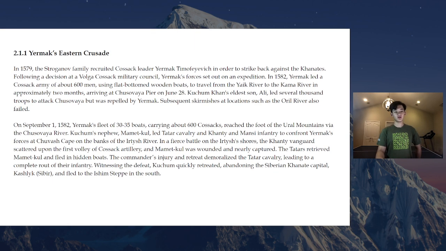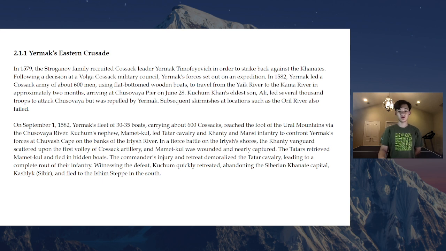Starting with Yermak's Eastern Crusade, in 1579, the Stroganov family recruited Cossack leader Yermak Timofeyevich in order to strike back against the Khanites. Following a decision at a Volga Cossack military council, Yermak's forces set out on an expedition. In 1582, Yermak led a Cossack army of about 600 men using flat-bottom wooden boats to travel from the Yaik River to the Kama River in approximately 2 months, arriving at Chusovaya Pier on June 28.